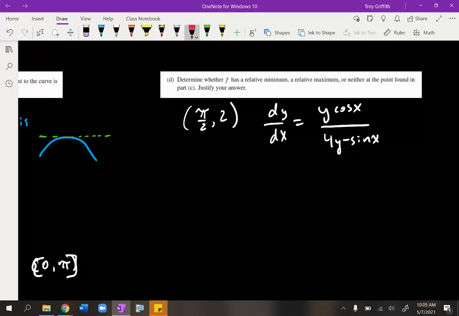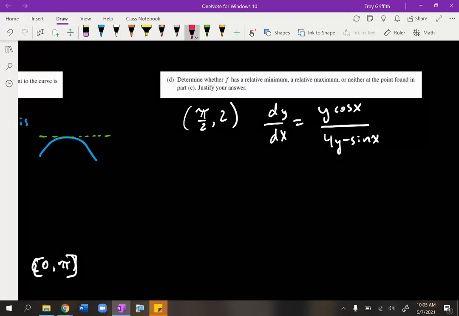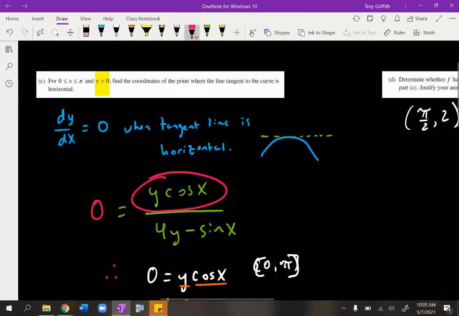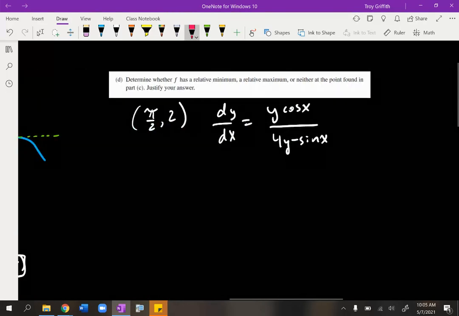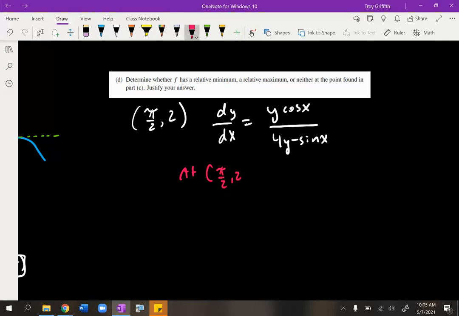Okay, well, we already know from the last problem that this point does have a dy dx value of 0 because that was kind of how we began the problem in the first place. Okay, so I know that at pi over 2, comma 2, dy dx equals 0 from part C. Okay, which means it's definitely not neither. Well, it could be neither, I guess, if we didn't actually change directions. But it is a candidate for relative maximum or minimum because of the fact that its derivative is 0.